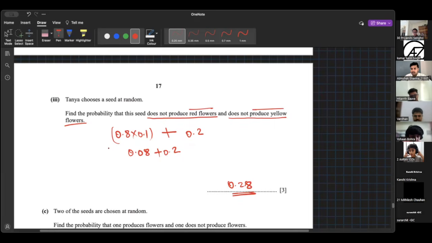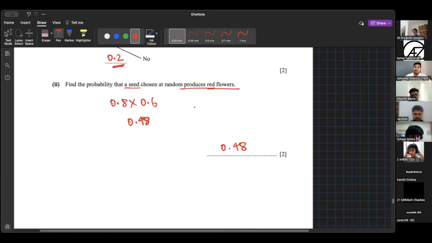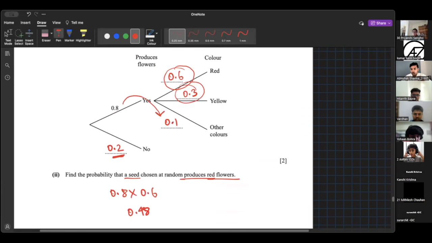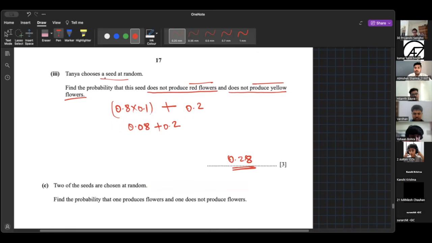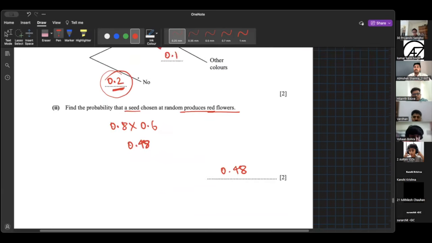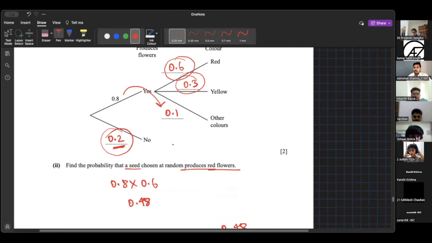Any questions? None. So in such cases, the easy option is directly 0.8 into 0.1. A common error made by students in the examination is that they miss out on the second possibility. There are two possibilities, where it says Tanya chooses a seed at random, not only where it produces flowers, right? So there is a second option also, where there is no red color and no yellow color, no others also. Okay. So we'll move on now.